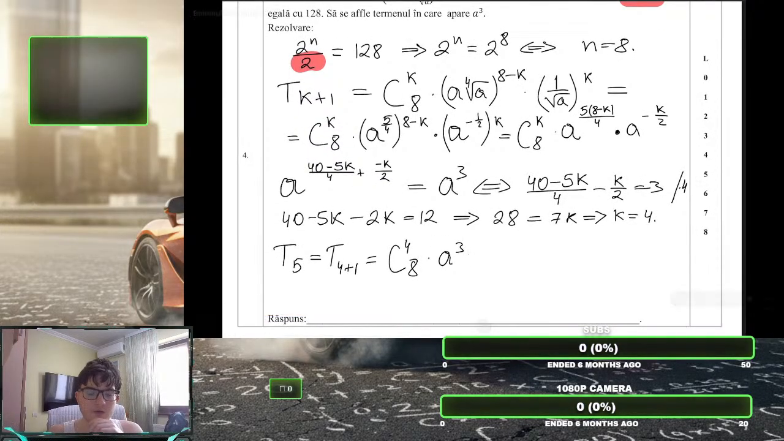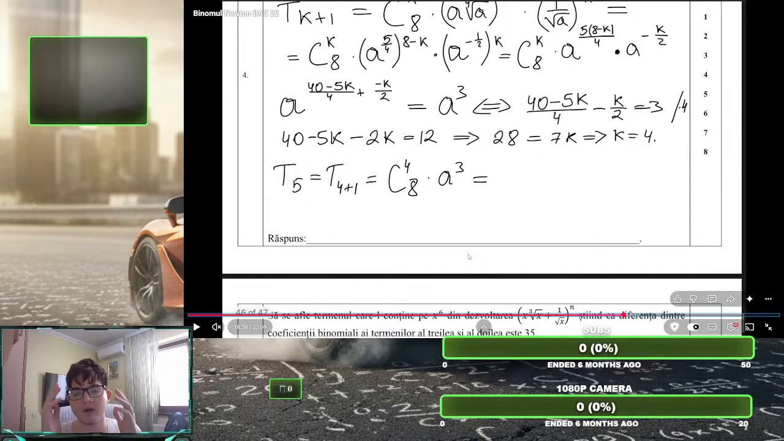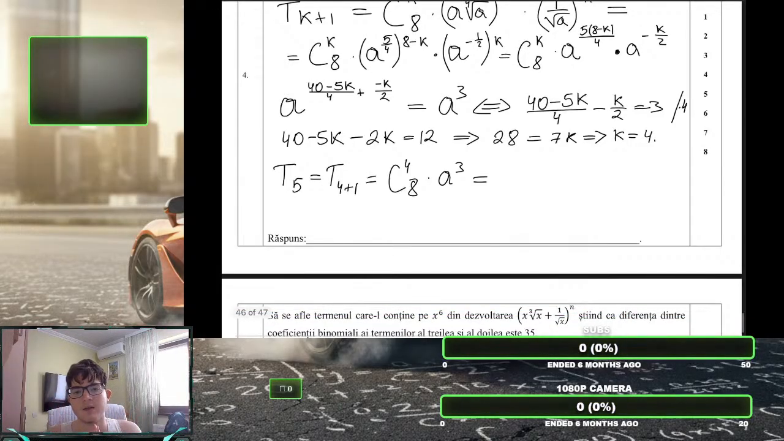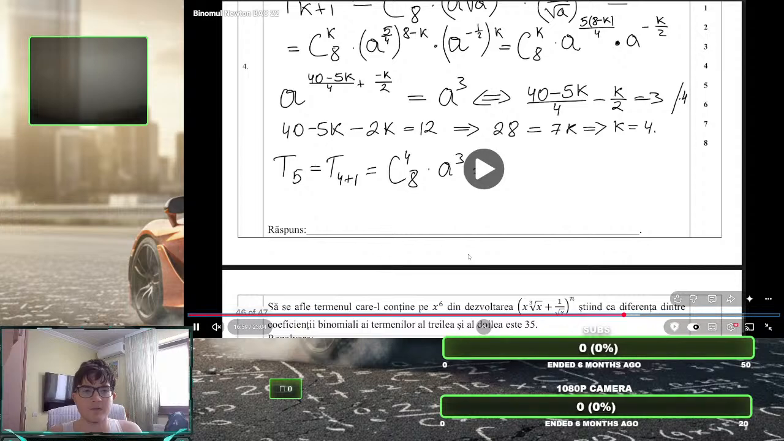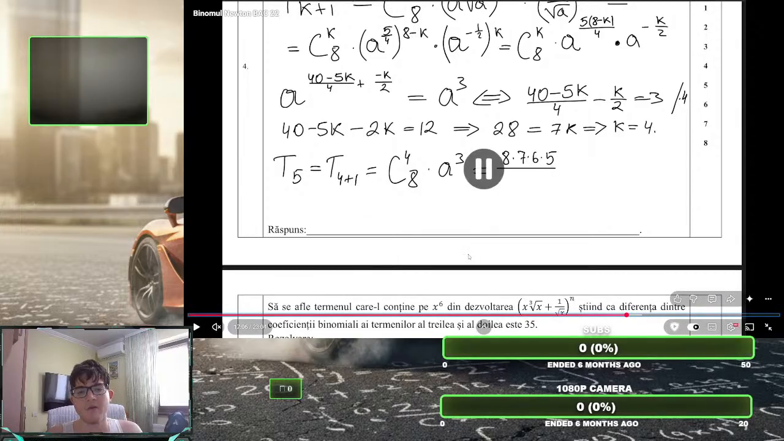And 8 to the power 3, because we just write it down. It has to contain 8 to the power 3, so just write it down. We calculate the C(8,4) times 8 to the power 3, and that's it. It's 8 exclamation mark, 8, 7, 6, 5 right there.